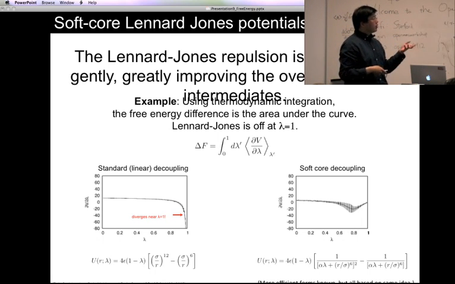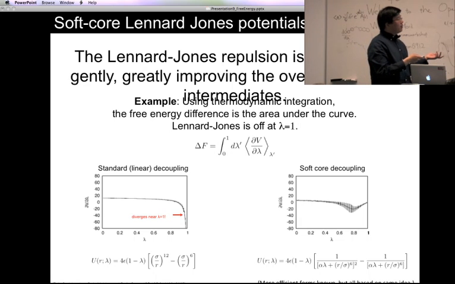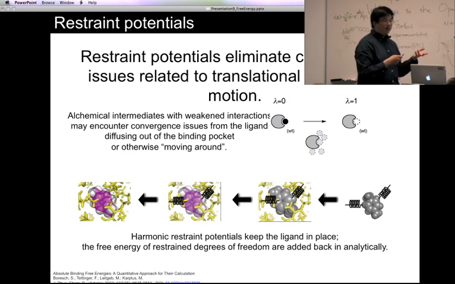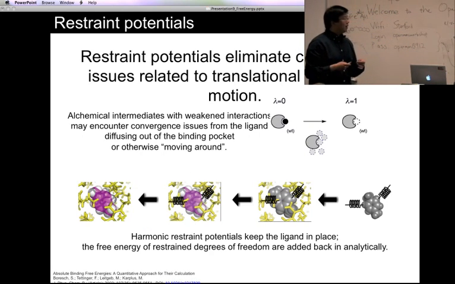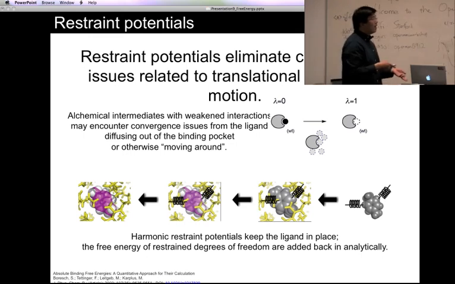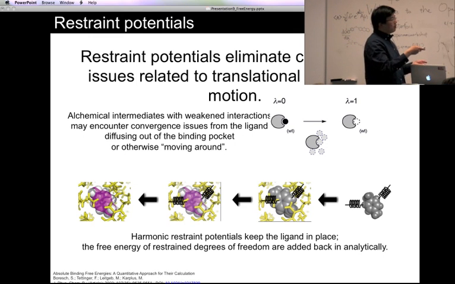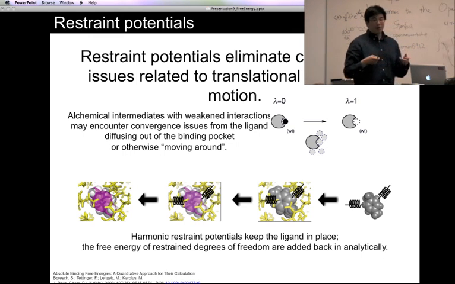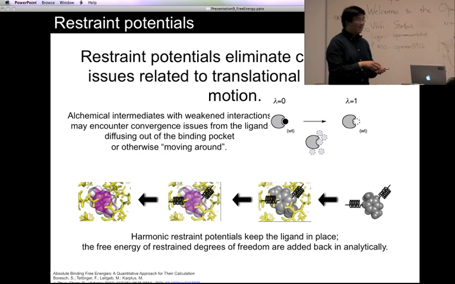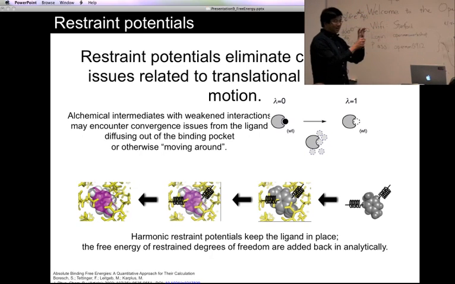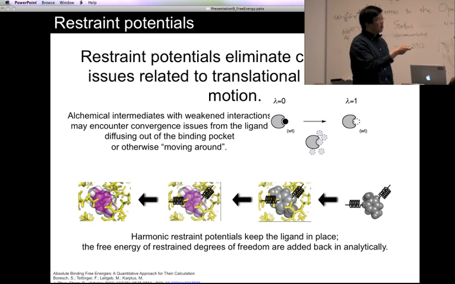There's also the issue of restraint potentials. Now, if you're doing a binding free energy simulation, one of the steps is to make the ligand disappear from the binding pocket of the protein. As you make the ligand disappear, its interactions with the protein get weaker and weaker. And when you get to, say, 10% of the ligand being in the binding pocket, it's going to start moving around because the interactions are so much weaker.